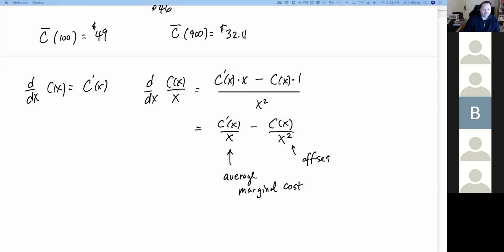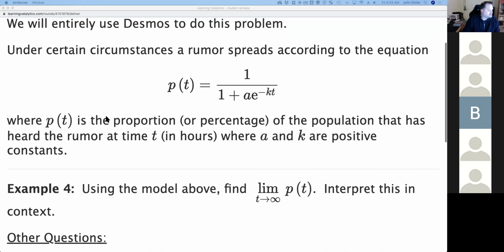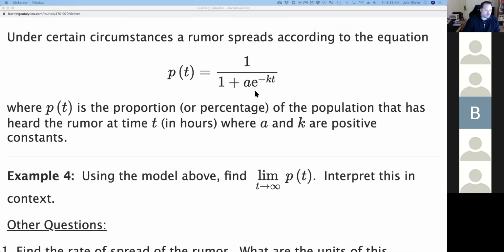So the final example I want to look at with you this morning is going to ask us to use a lot of Desmos. We're going to do parts of it by hand, but we'll do parts of it in Desmos as well. And that is we're going to look at the spread of a rumor. So the function P of t equal to 1 over 1 plus a e to the minus kt, this function is what's known as the logistic curve.